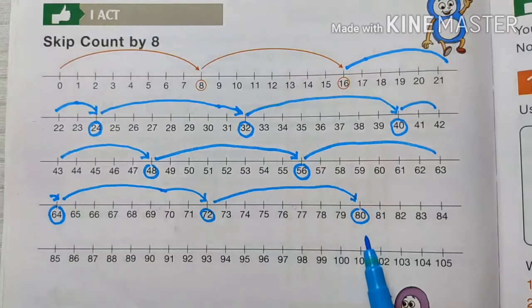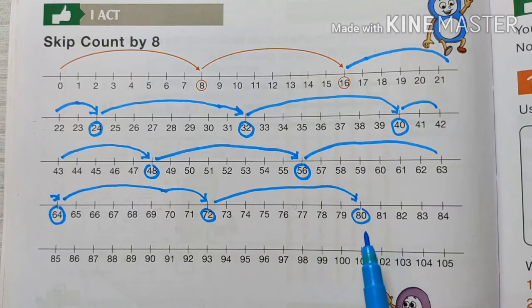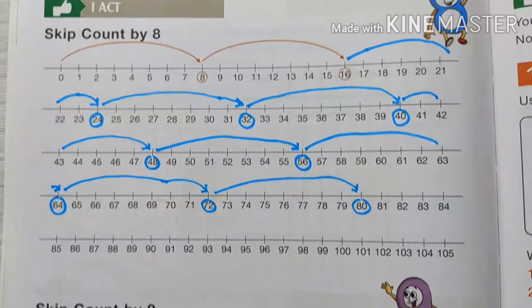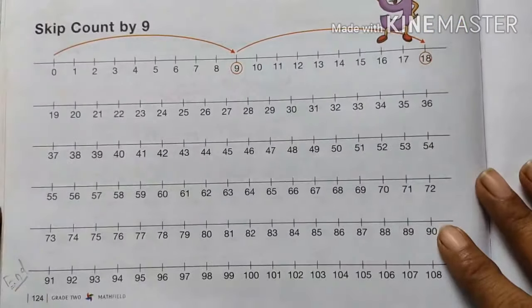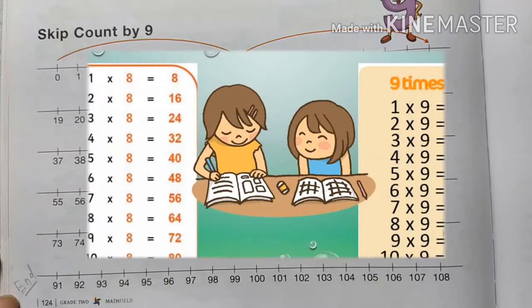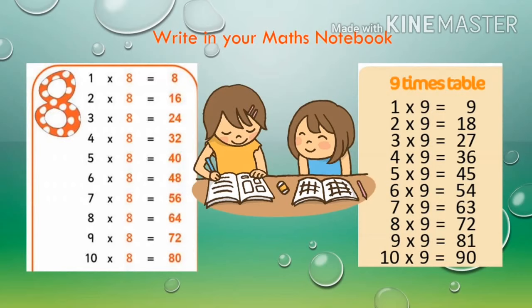If you want to add again 8 with this 80, you can do this, and in this way we have constructed the table of 8 by using skip counting. In this way complete skip count by 9 in your maths textbook. Here we explored the multiplication tables of 8 and 9 on the number line. Pause the video and complete the multiplication tables of 8 and 9 in your maths notebook.